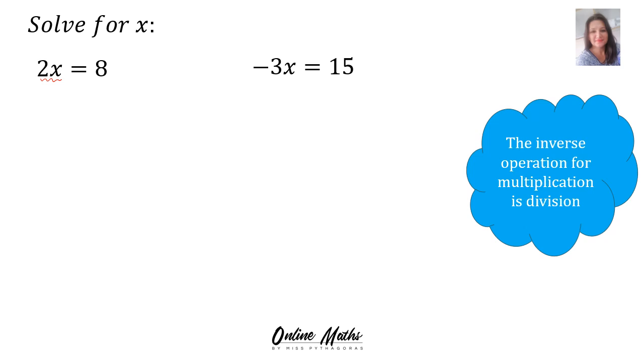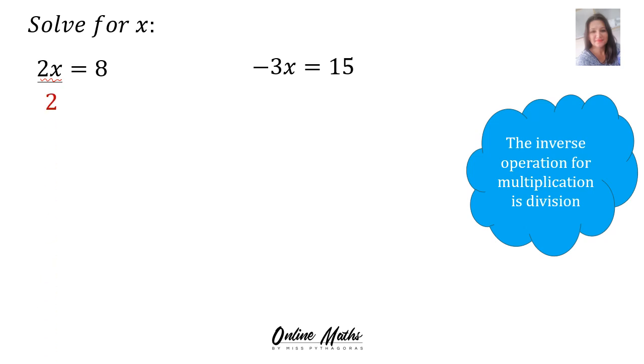Now where does this fit in? Remember, whenever the 2, the coefficient, stands directly next to the variable like this, it means it's multiplication. So in fact, when you see 2x, it means 2 times x. So then the inverse operation for multiplication is division. So to get rid of the 2, I will divide the 2 away.